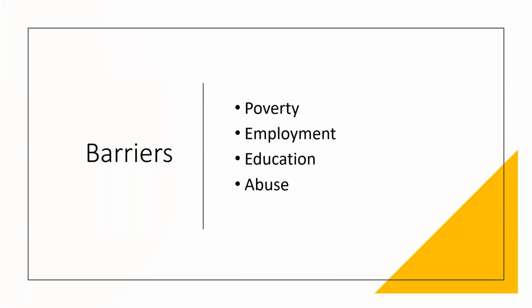So, barriers. All my statistics are for the UK unless I state otherwise. So poverty: when there is a disabled member in the household, that household is more likely to be in poverty, 19% compared to the nationwide 15%.